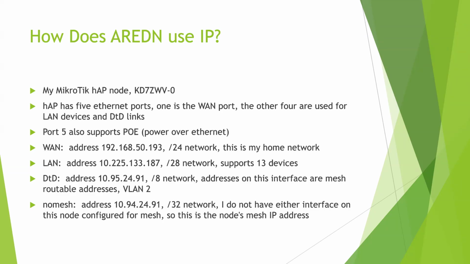Now, on my HAP, I have the radios turned off because it's just sitting in my basement. There's nothing else for it to talk to. My LDF5 is sitting outside. So it has a mesh address of 10.94.24.91, and that would be the mesh address of that node. So that node can be on the mesh, even though it has no radios, because it has a mesh address.